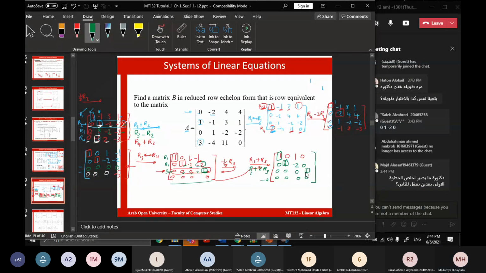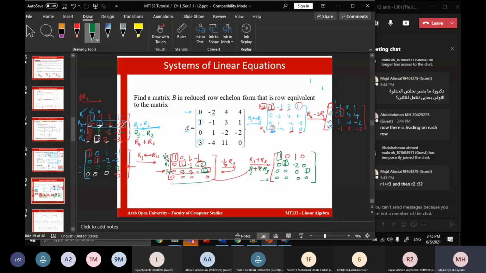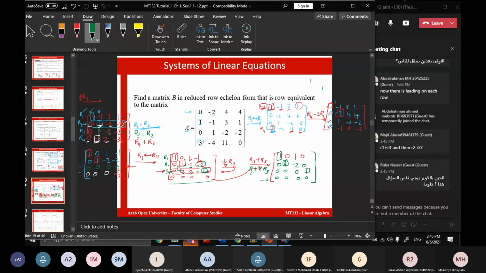You can do this alone and write the whole matrix and then do this, but the matrices are going to be many. There is no problem. But for me, whenever I have a leading one and I'm going to change this and this and this, I can do them in the same step. Why? Because I'm going to use the same row, this one.